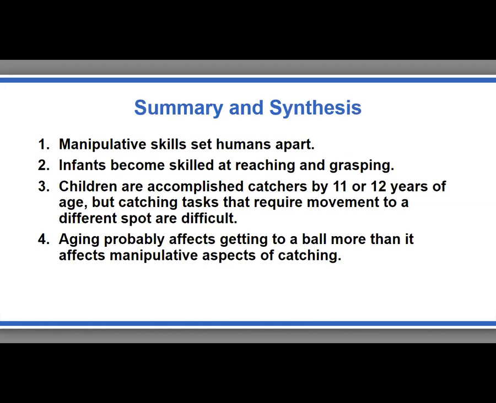So to end, manipulative skills set humans apart. Infants become skilled at reaching and grasping. Children are accomplished catchers by 11 or 12 years of age, but catching tasks that require movement to a different spot are difficult, and aging probably affects getting to a ball more than it affects manipulative aspects of catching.